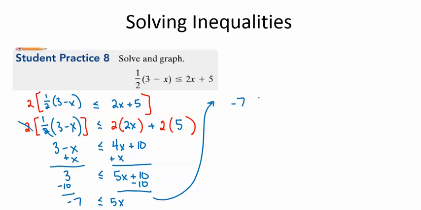We'll continue that over here. -7 less than or equal to 5x, dividing both sides by 5, and we end up with -7/5 less than or equal to x. We would like to have our variable on the left side, so we're going to read from right to left. x is greater than or equal to -7/5, and we're going to write it the way that we read it. x is greater than or equal to -7/5, and now we're ready to graph our solution.